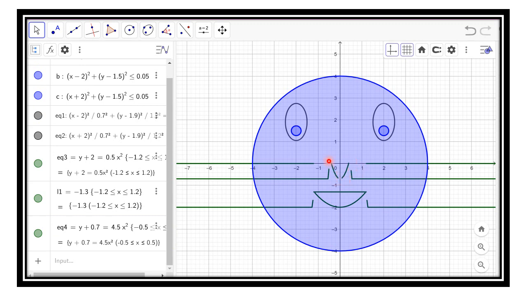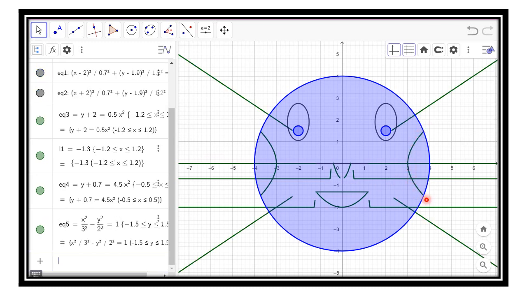Nose of the smiley face is also parabolic. So in order to make the nose we also need an equation of a parabola. So in the input area we again write the equation of parabola according to the requirement and we make the nose of the smiley face.